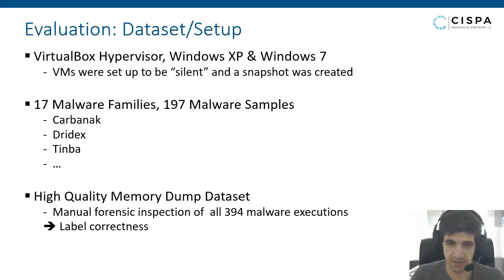We have executed all those malware samples in the two VMs, the Windows XP and Windows 7 VM. We have babysat all of the 394 malware executions and made sure that the actual family really becomes active in the system. So we can be sure that all the labels of all the memory dumps are 100% correct.